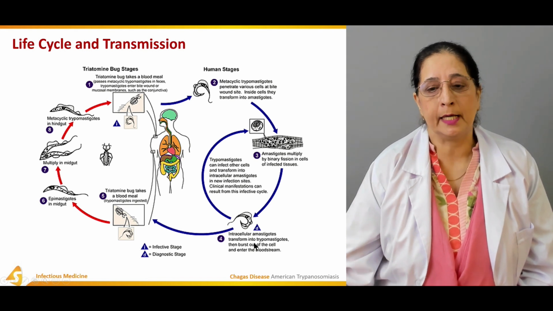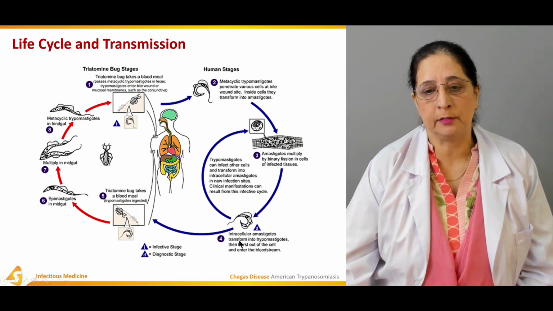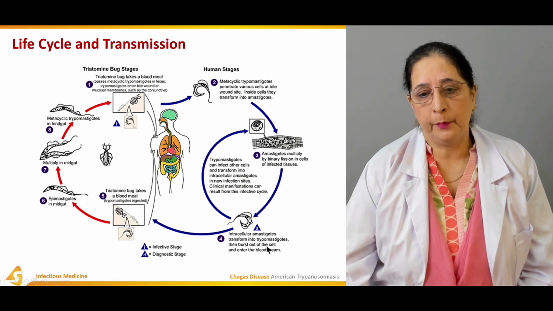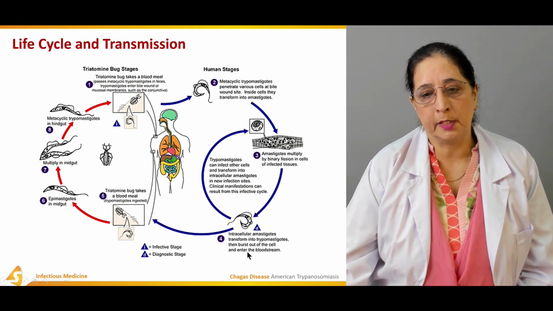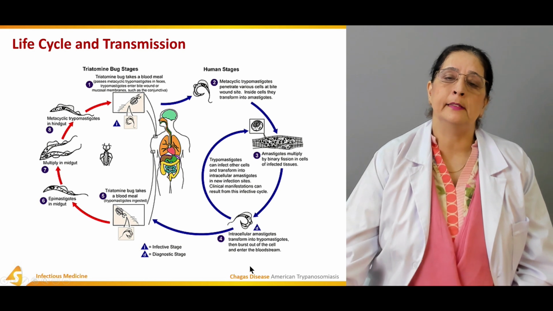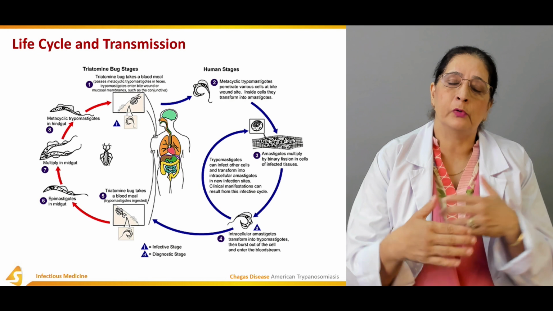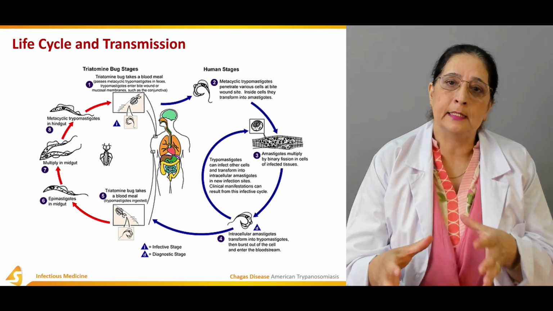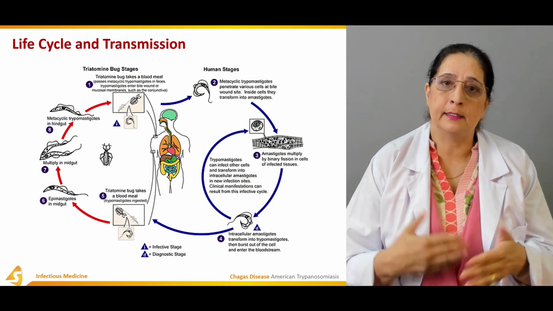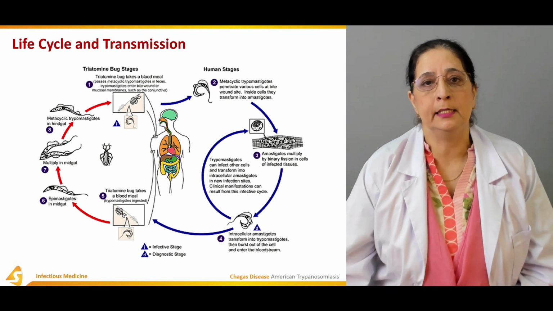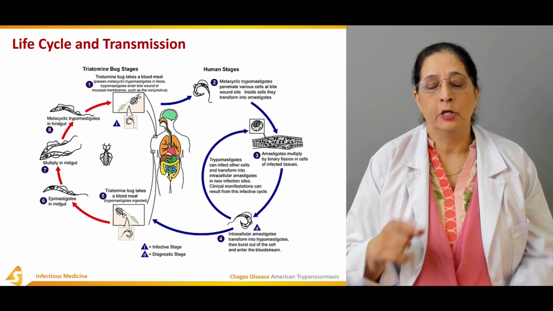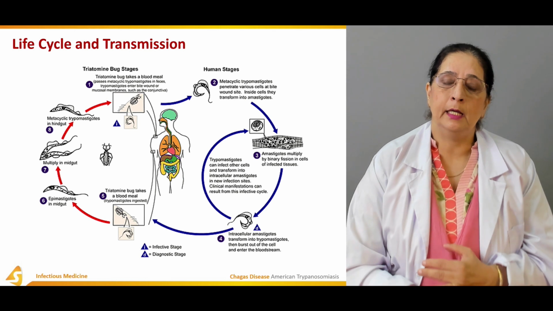Intracellular, now inside the cell, amastigotes transform into trypomastigotes, then burst out of the cell and enter the bloodstream. And then these trypomastigotes enter other cells, the same cycle occurs, and they keep on infecting different cells and multiply.